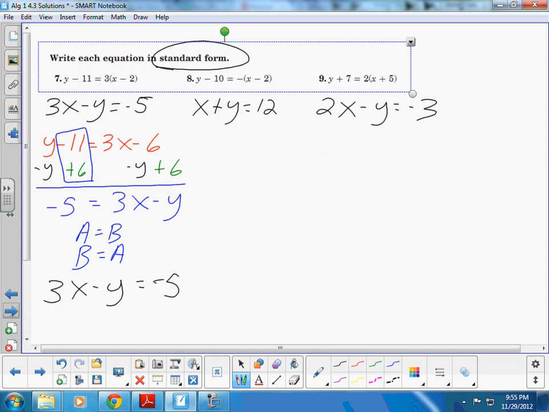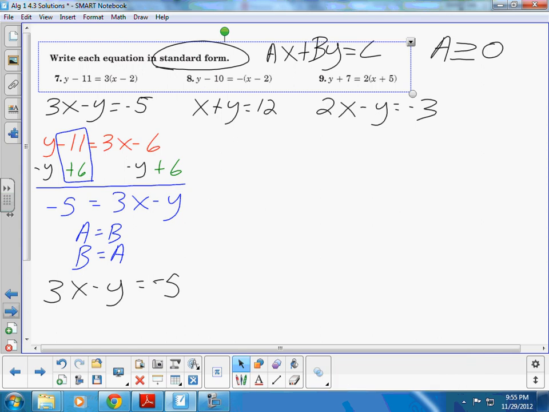One of the things that we want to remember when we do standard form of ax plus by equals c, you have to remember that a needs to be greater than or equal to 0. A cannot be negative, okay? A cannot be negative, so we have to multiply everything through by a negative 1 if it is. And we'll come across another problem that is that situation.